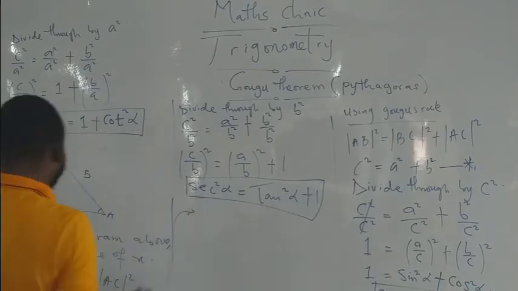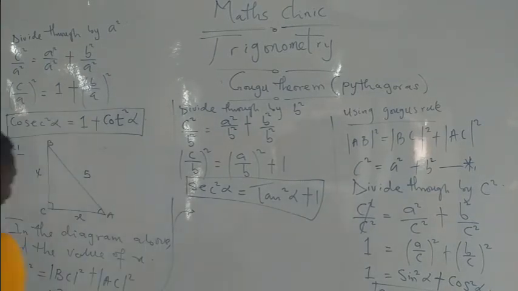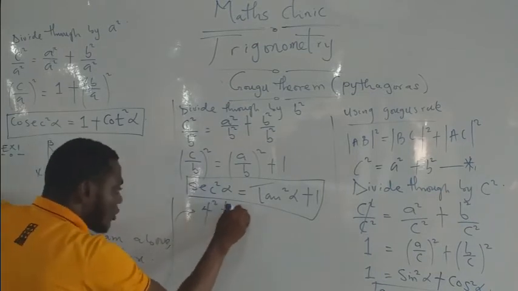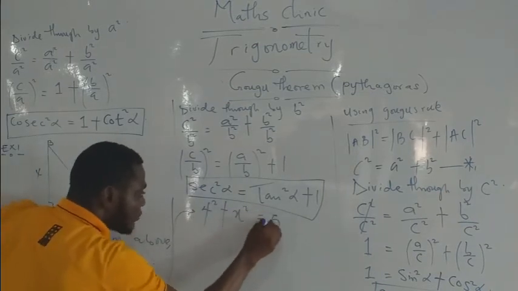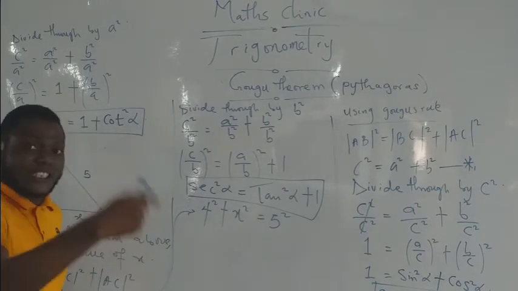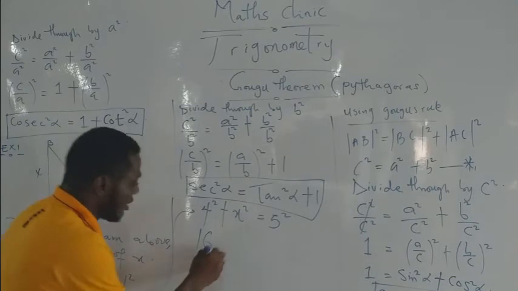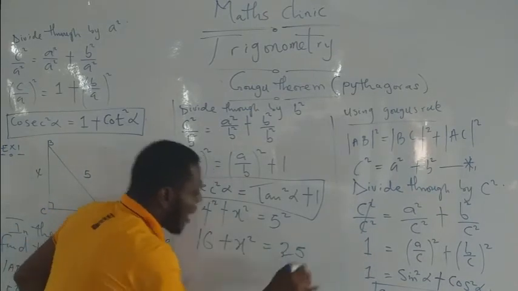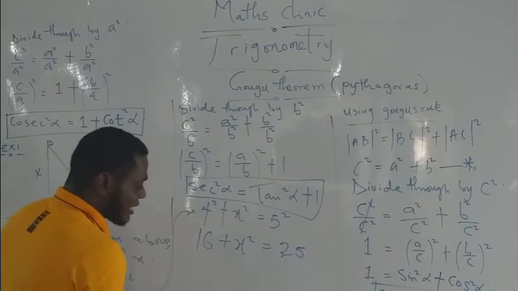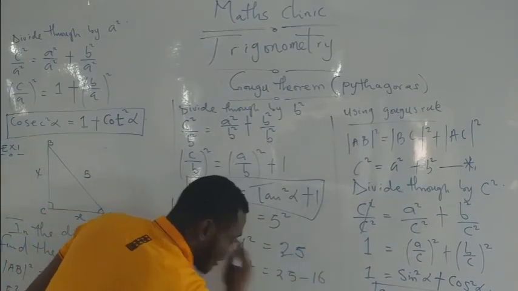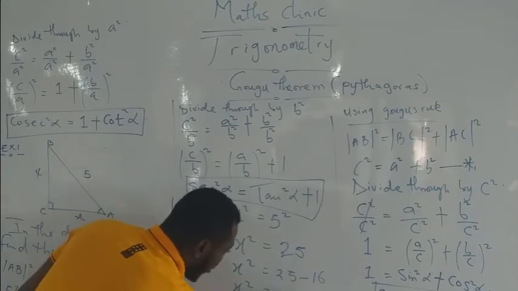So this will give us: we can simply write this as 4 squared plus x squared equals 5 squared. What is 4 raised to the power 2? That is 4 times 4, that's 16, plus x squared equals 25. So you can collect the like terms: x squared equals 25 minus 16, so x squared equals 9.